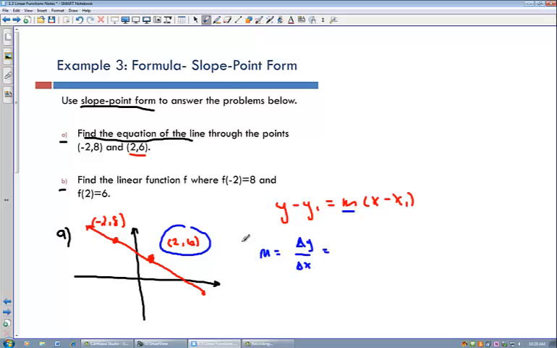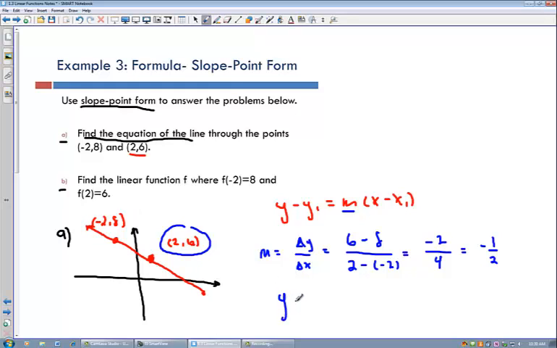That's easy to find. I can take 6 minus 8. That's my change in y, so 6 minus 8. And if you start with this coordinate on top, you better start with this coordinate on bottom, or you're going to get the signs flipped. So then that's 2 minus a negative 2. You'll see on top I have negative 2. And on bottom I have 2 minus a negative 2, which is a positive 4, because a minus a negative is a plus. And so this is equal to negative 1/2. And good, it's negative, so that's what I would expect because the line's going down.